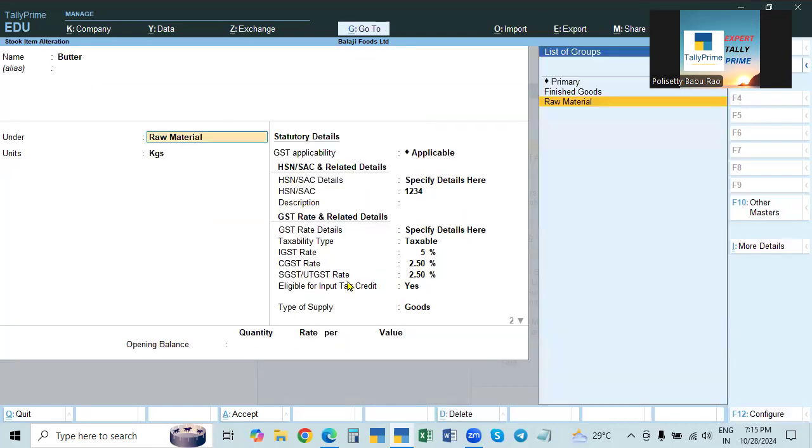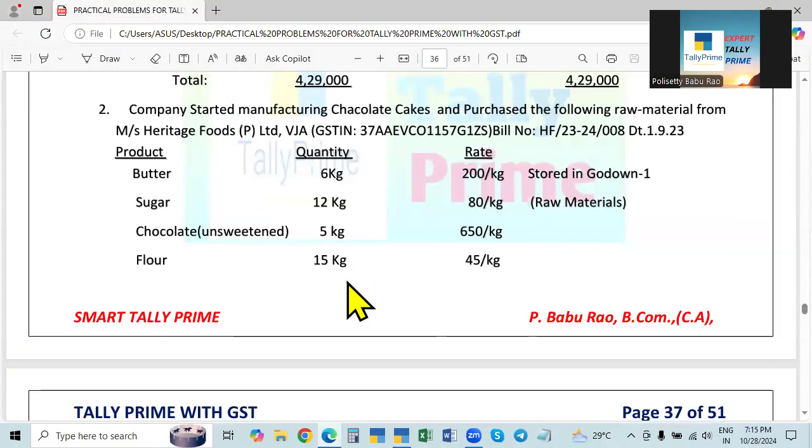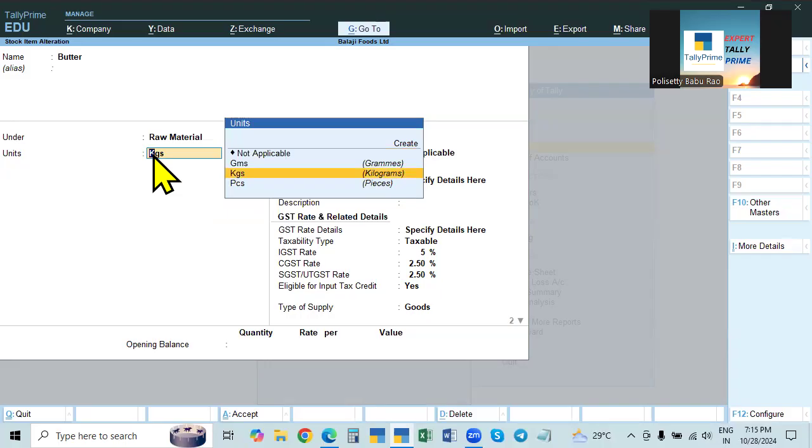And now after the kg, we require the alternate unit also. That is, we are purchasing in kg and we are using, for each product manufactured, 1 unit of the finished goods, so we require alternate unit. That's why we have to create it here. So for kg, what is the alternate unit? Gram. So that we have to specify here.